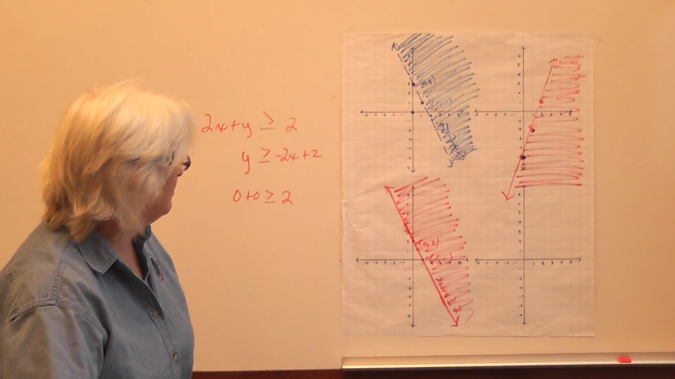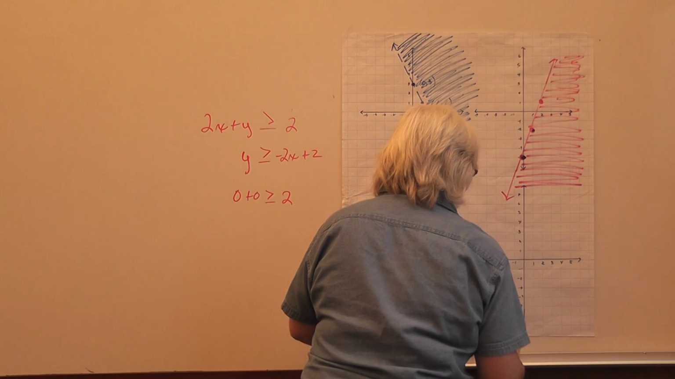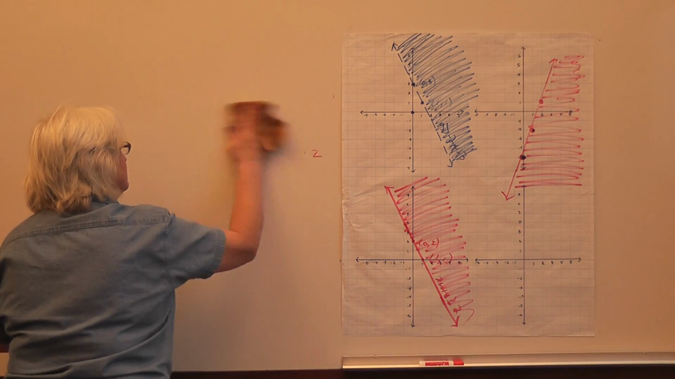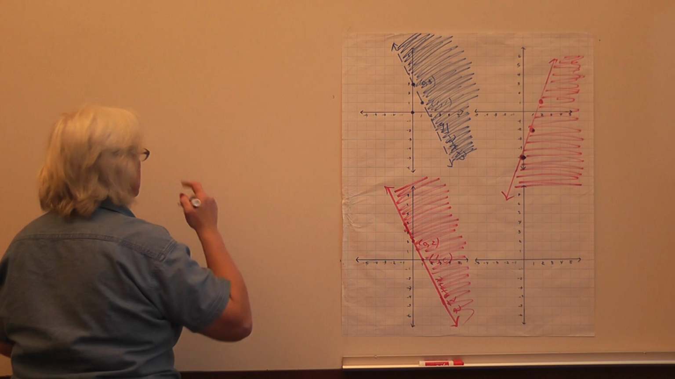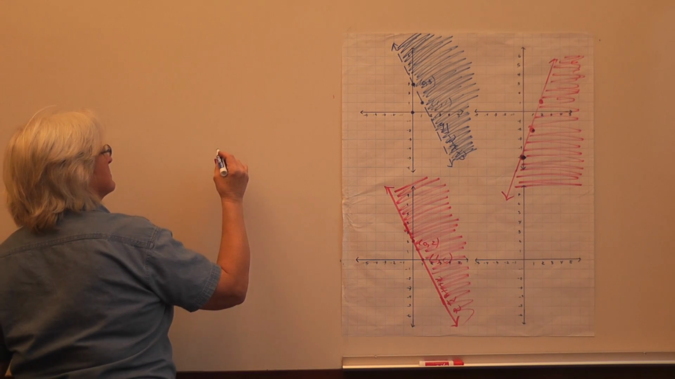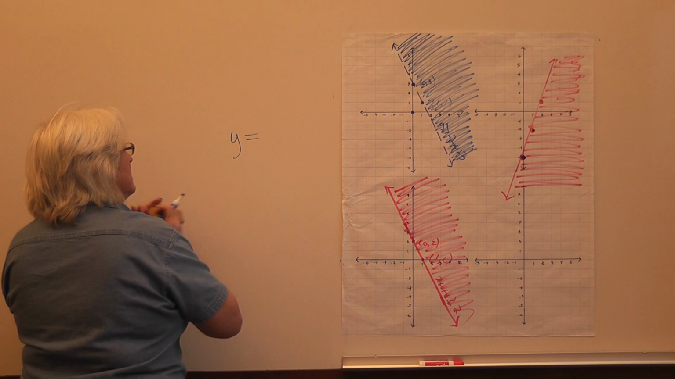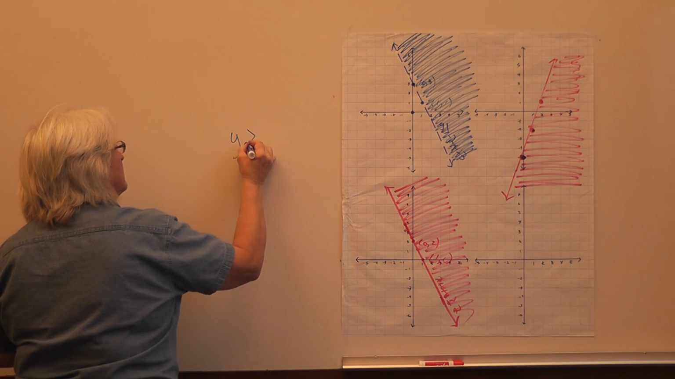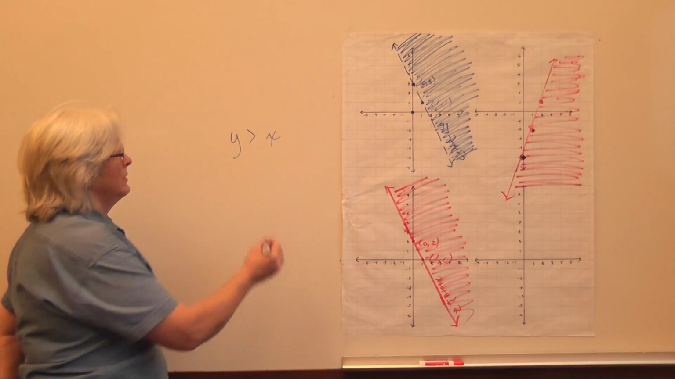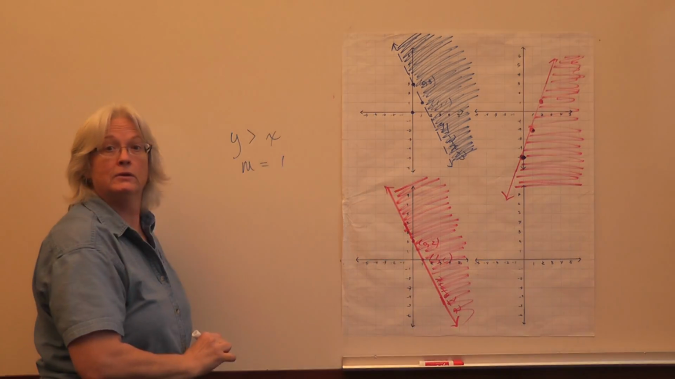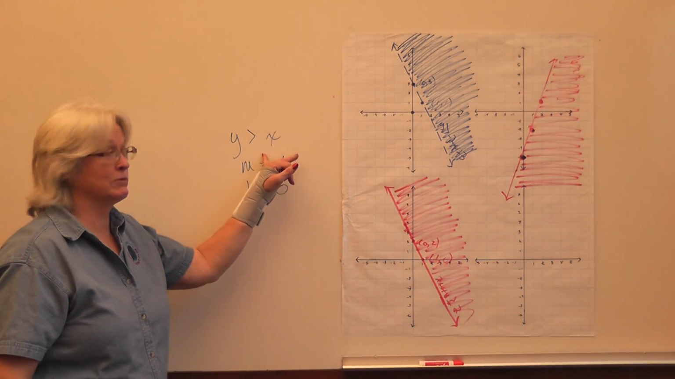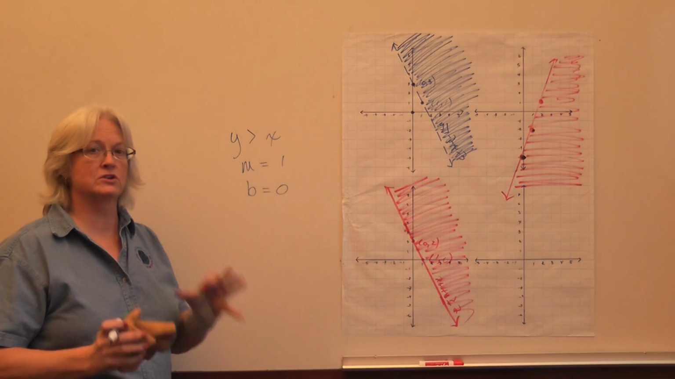Now let me do one final example for you, and give you one where we can't use (0, 0) as the test point. How about y is greater than x? What's our slope here? The slope is 1. What's our y-intercept? It's 0. This is actually direct variation right here. But right here we have y is greater than x. Let's go ahead and plot this.